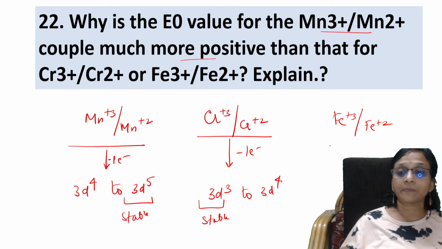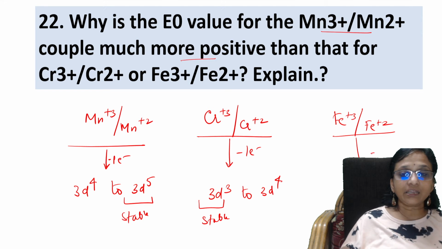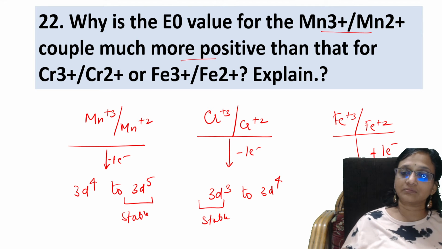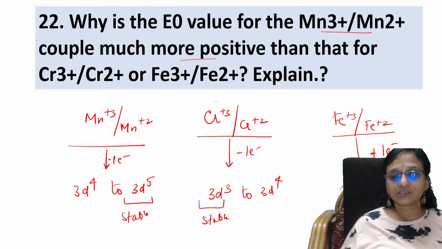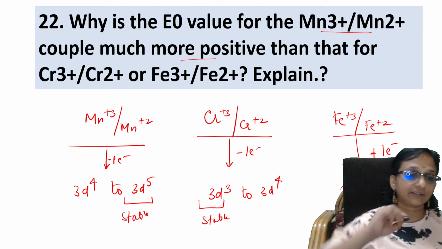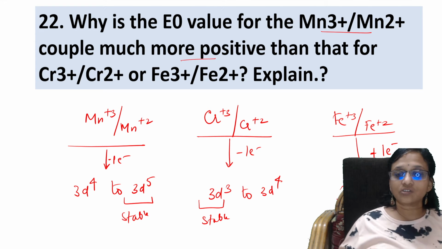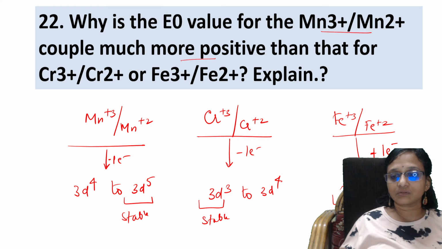Then iron. Iron, by gaining one electron, undergoes a change in outer electronic configuration from 3d5 to 3d6. 3d5, so this is stable. This is unstable. This is stable. This is unstable.